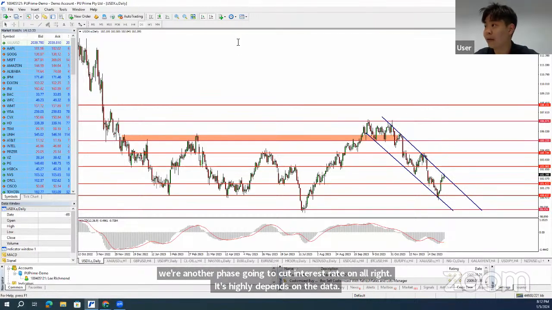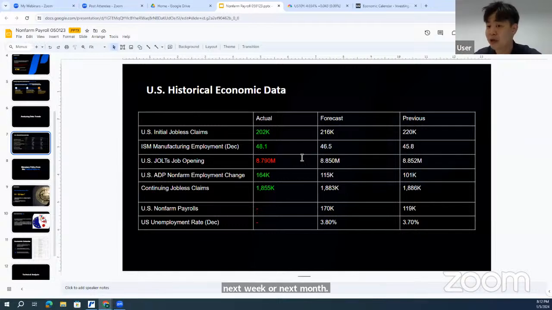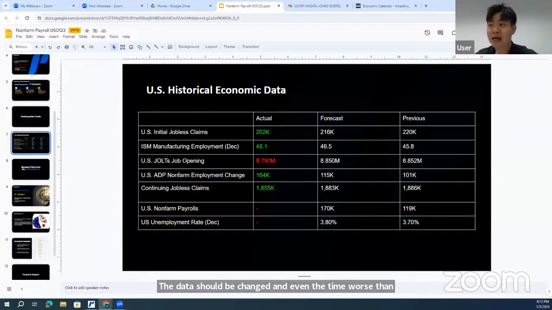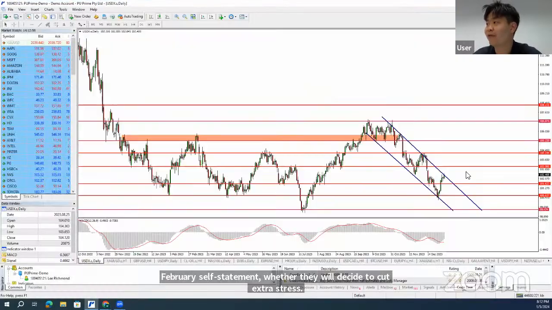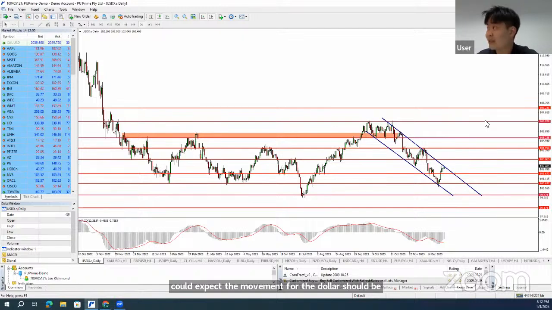Even though in the first week of January most of the data was better than market expectations, maybe next week or next month the data will change. And even if the data is worse than the market expectations, what you need to focus on is the Federal Reserve statement, whether they will decide to cut the interest rates. Once the Federal Reserve decides to cut the interest rates, we could expect the dollar to continue to extend its losses. So this is the crucial 2024 outlook.